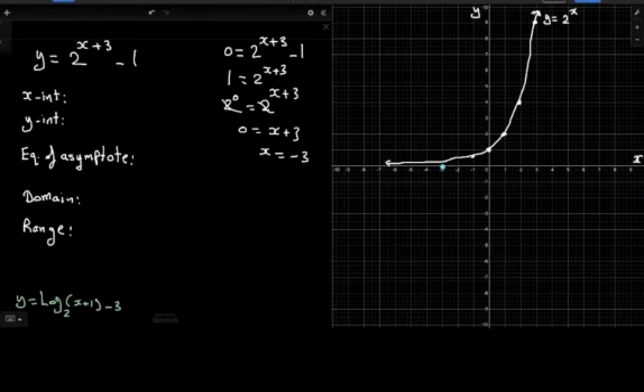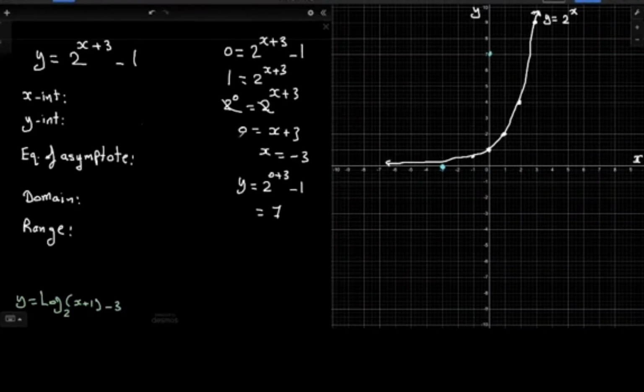Now let's calculate the y-intercept. For the y-intercept, we make x 0 in the equation and solve for y. So the y-intercept would be y equals 2 to the power of 0 plus 3 minus 1. 2 to the power of 0 plus 3, that's 2 to the power of 3, which is 8, minus 1 is 7. So the y-intercept is 7, and I'm just going to use different colors.